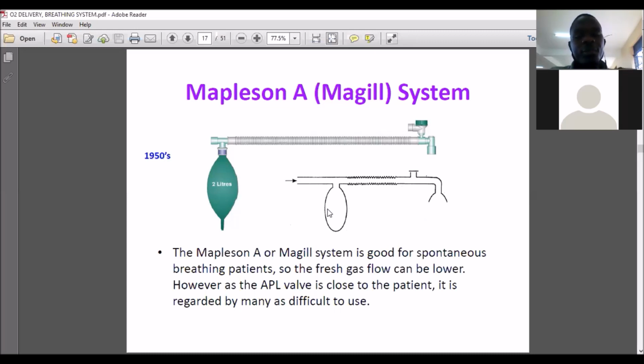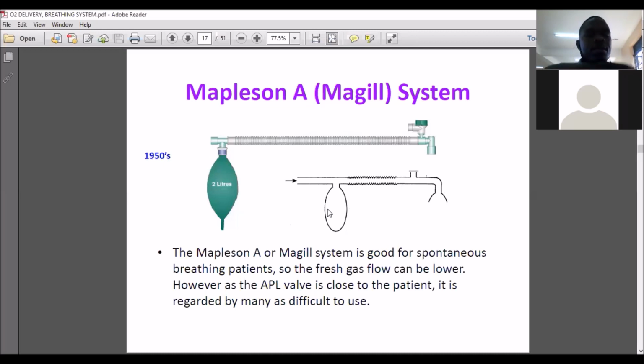So the fresh gas flow can be lower. However, its controlling valve, the APL valve, is close to the patient. It is regarded by many as difficult to use. This valve is used to determine how much gas will go out. If you let too much gas go into the bag, the patient will be rebreathing it again. And if you close off the valve, the patient is breathing in new air and breathing out the other air.